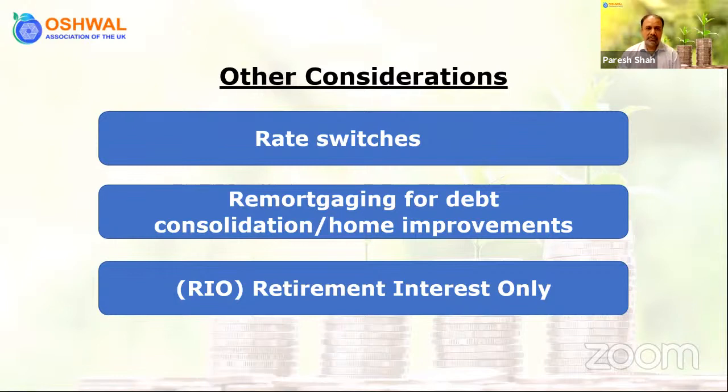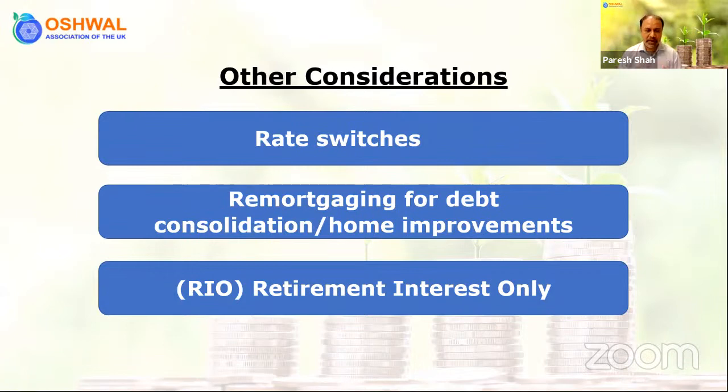Remortgaging for debt consolidation. A lot of people have got credit cards or loans they've built up. They want to consolidate, and usually they're paying 18% on interest rates. They want to try and reduce the cost of borrowing, so they would remortgage. And considering the rates at the moment, extremely low rates, we've never had rates this low on a mortgage.